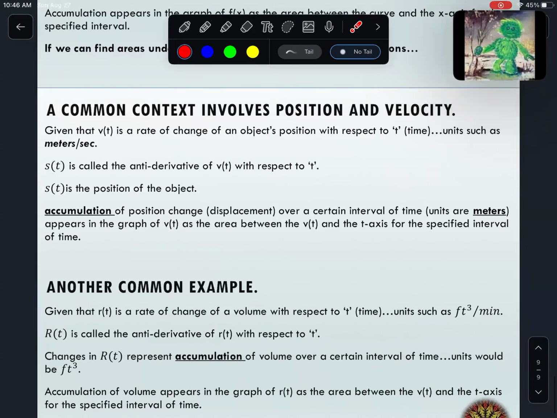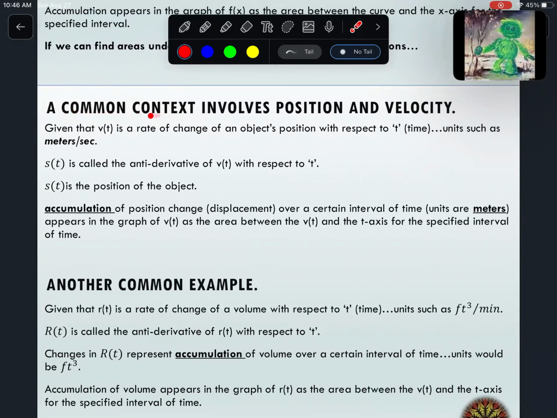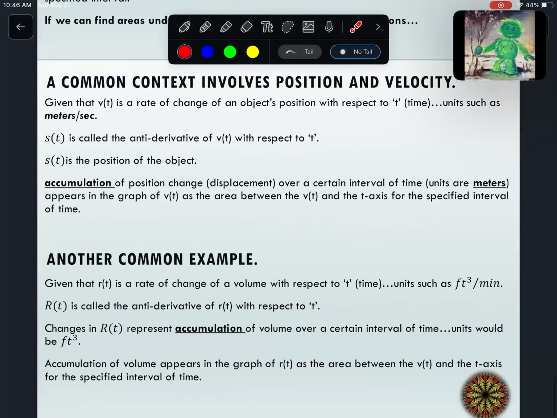Last page. This is, again, more of a recap. The most common context that we'll see early on is positions and velocities. It's not the only context, but it's quite common that we start with a graph of velocity. We can learn about change in position being the antiderivative of velocity. We can learn about the accumulation of position change or displacement by finding the areas that appear under the graph of v of t, or rather between the graph of v and the t-axis. And then I've got another common example described below that, but I'll leave that for you to read on your own.